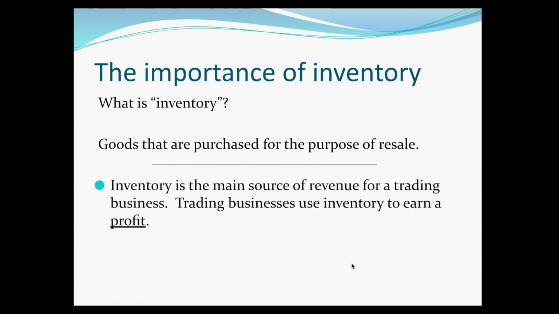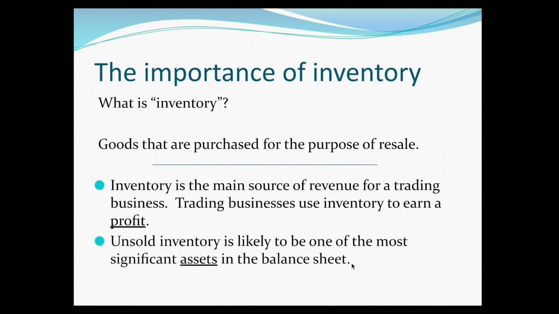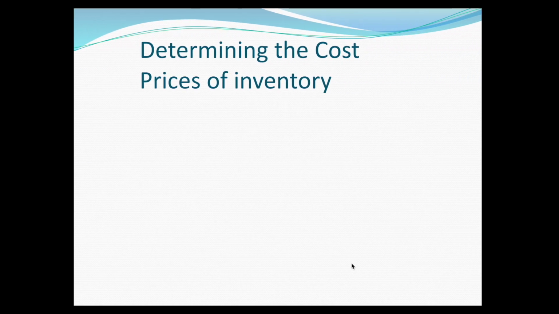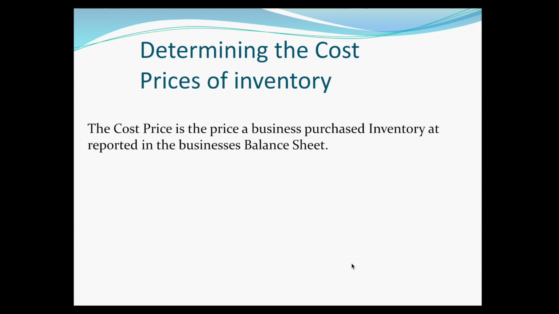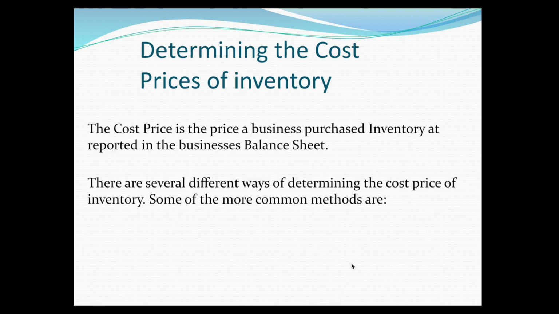So inventory is the main source of revenue for a trading business. Trading businesses use inventory to earn a profit. Unsold inventory is likely to be one of the most significant assets in the balance sheet. So, determining the cost prices of inventory: the cost price is the price of a business's purchased inventory reported in the balance sheet.